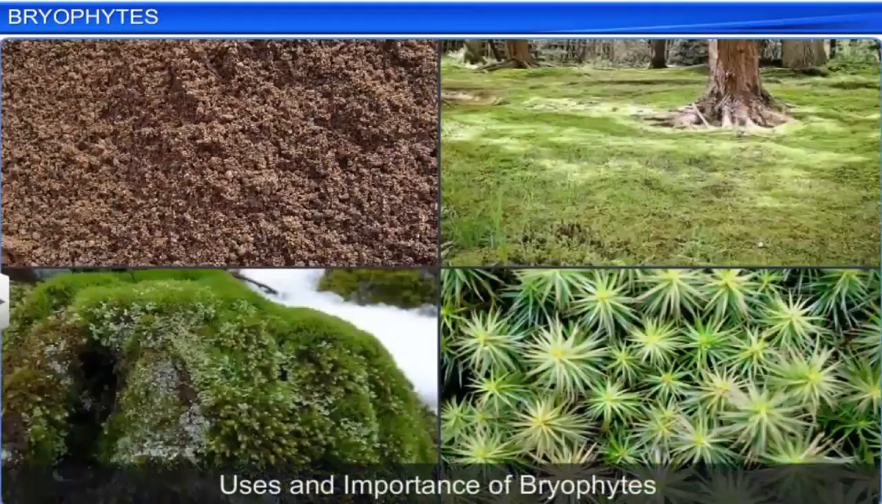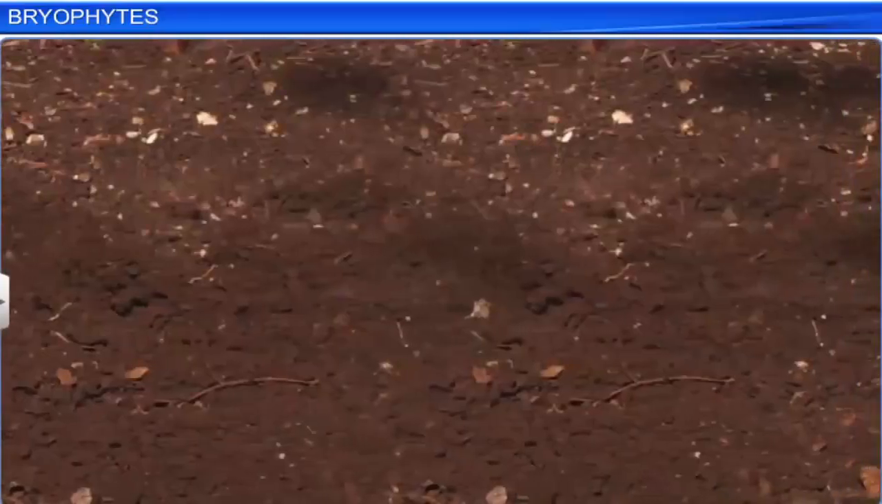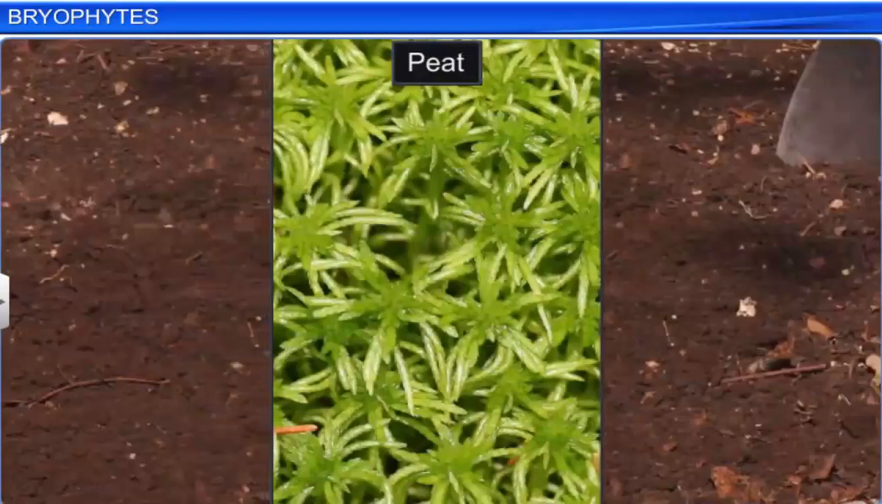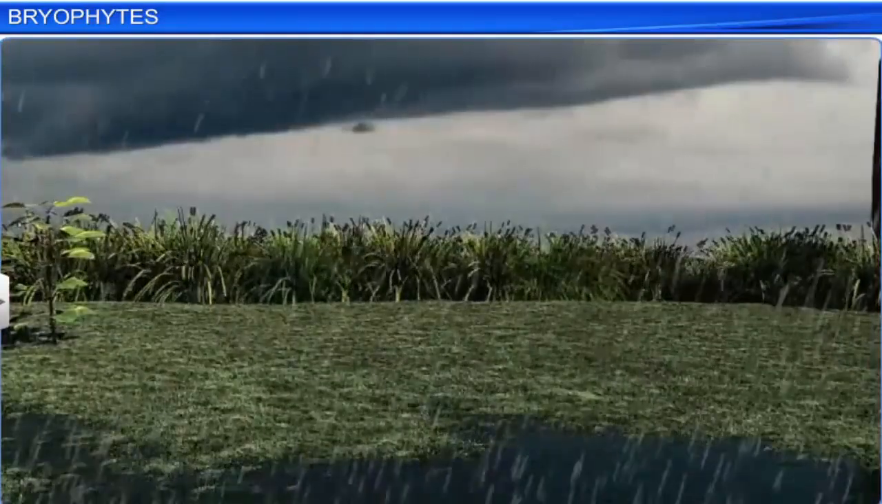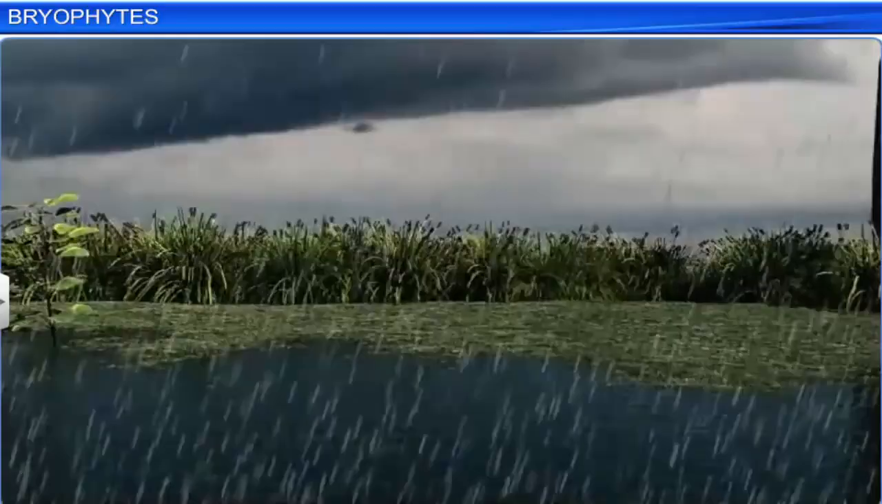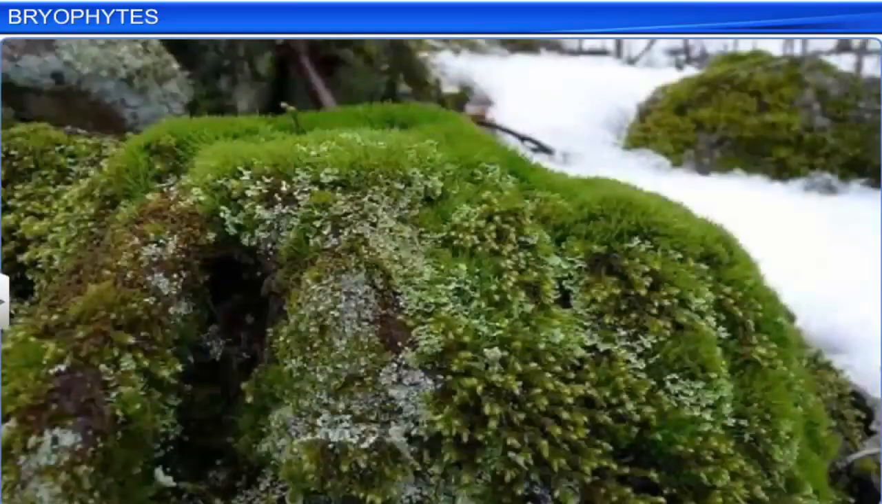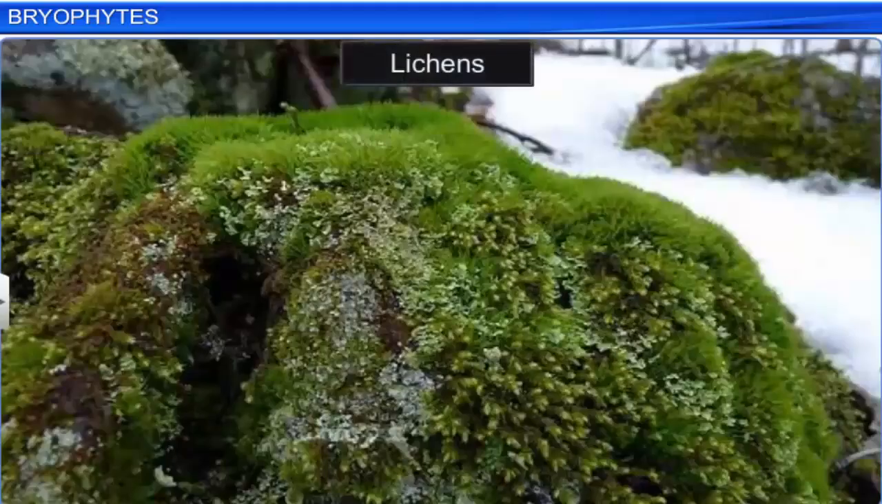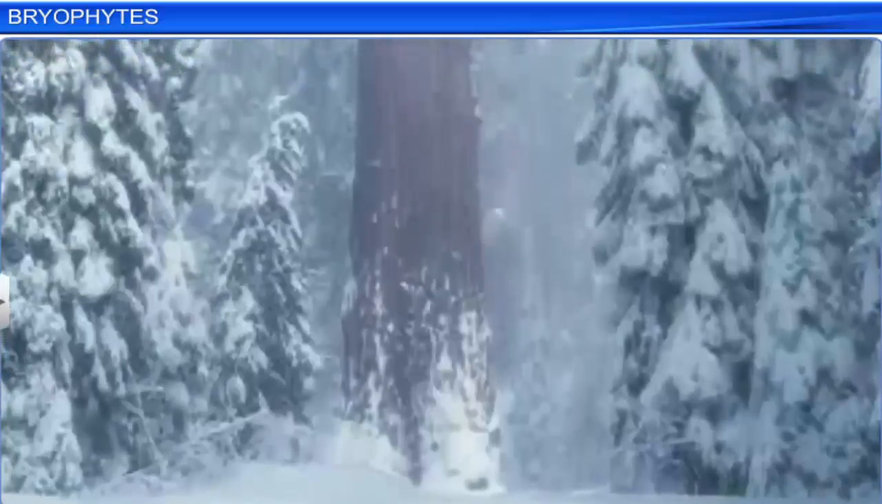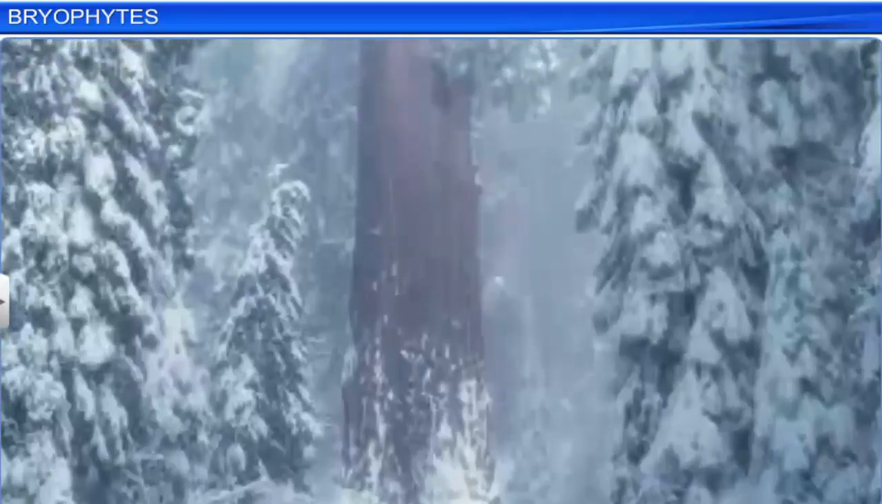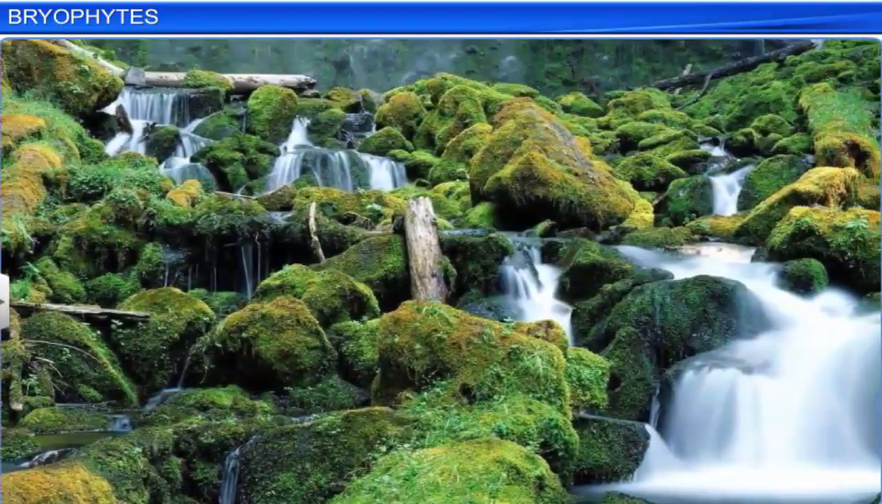Let's now look at the uses and importance of bryophytes. Moss such as sphagnum provides peat, which is used as fuel. Moss also forms a dense mat, thereby allowing rainwater to percolate into the ground. This prevents rainwater from running off and the subsequent soil erosion. Bryophytes such as moss are also ecologically important as, along with lichens, they are always the first to colonize rocks. Moreover, they decompose the rocks and make the area suitable for the growth of higher plants. Thus, we have seen that bryophytes have several uses.